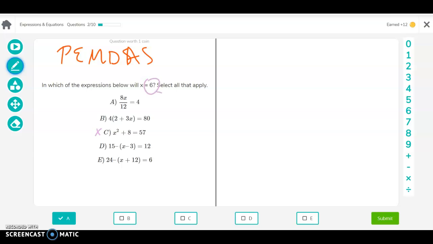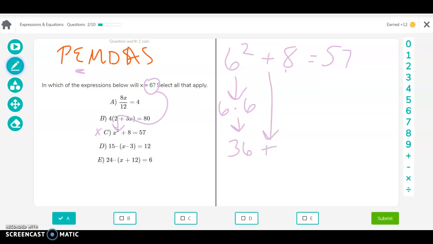Alright, we're going to try C. And we're going to take 6 and input it here into the x squared. So this problem is now going to become 6 squared plus 8 equals 57. So remember PEMDAS, we don't have parentheses, but we do have exponents. So we're going to solve the exponent first. We have 36, right? Because 6 squared is equal to 6 times 6, which equals 36. Drop everything else down.